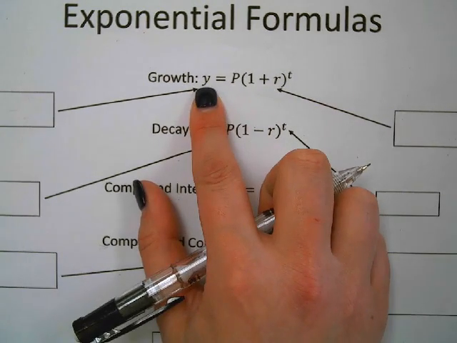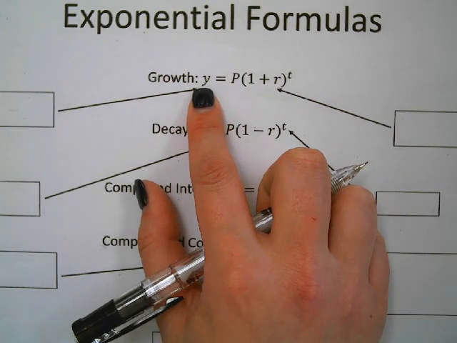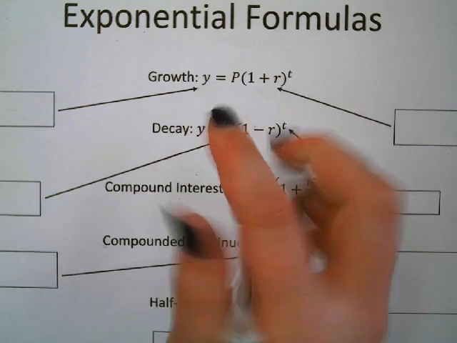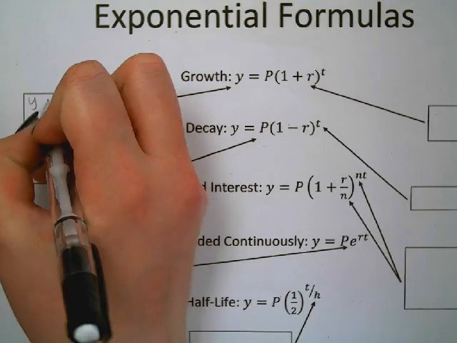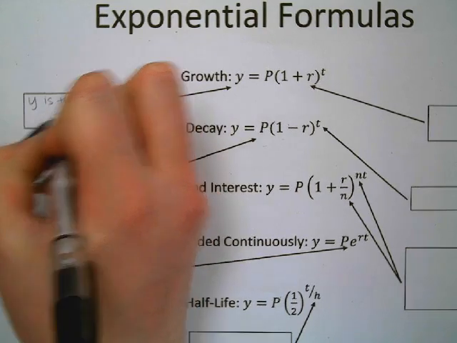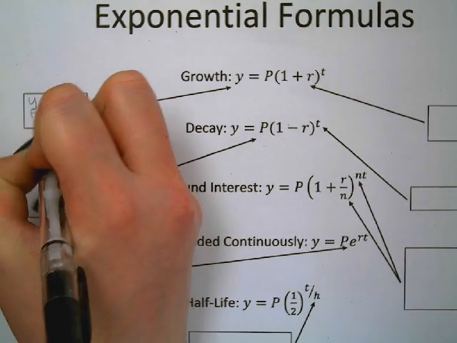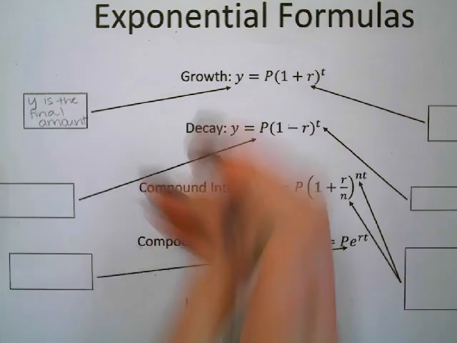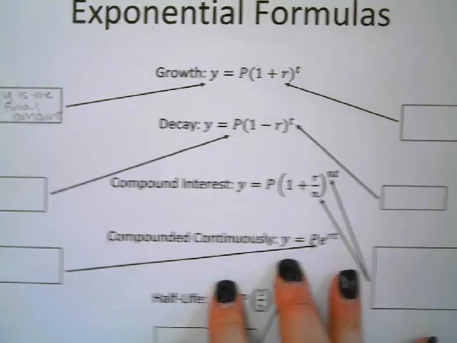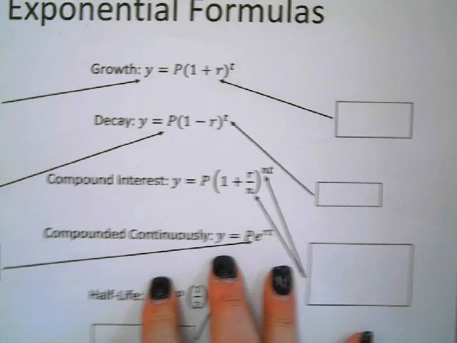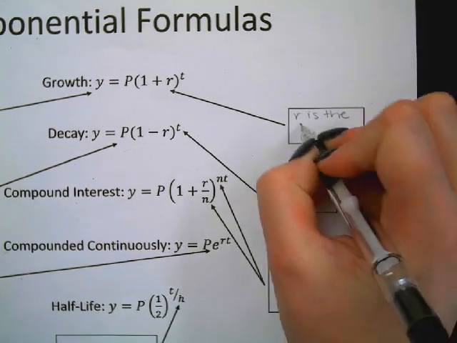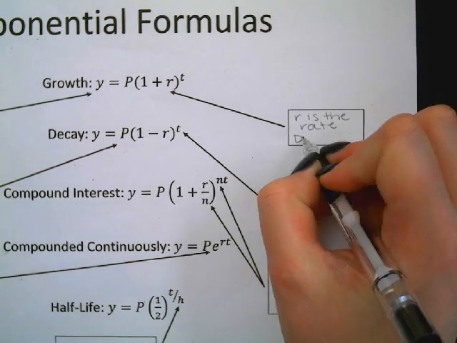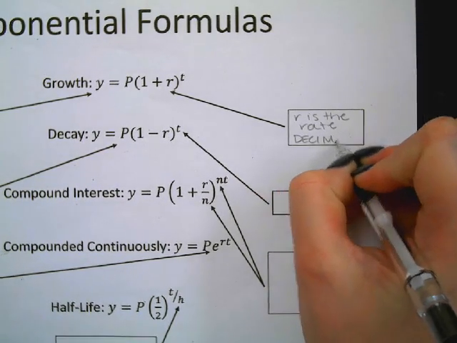Whenever you have a y, sometimes people, when they write this version of the equation, put an a there instead. But whenever you have the y, that means that you're looking for the final amount. So y is the final amount, which is why sometimes they use an a for it. The r value is the rate, and the rate is expressed as a decimal.